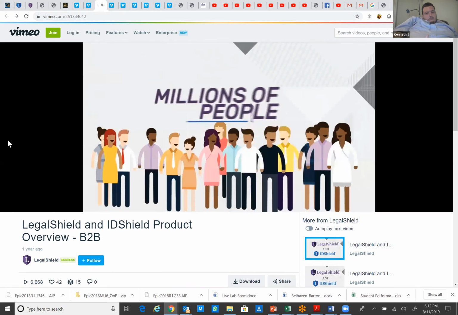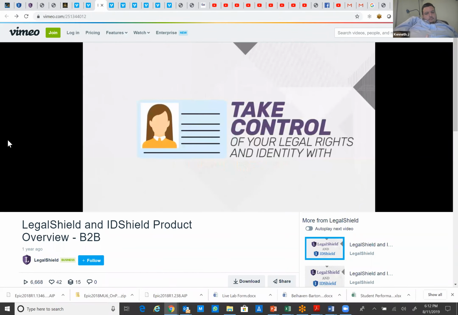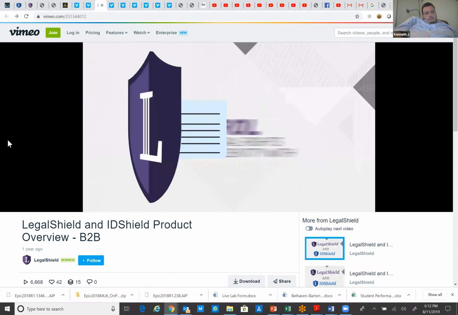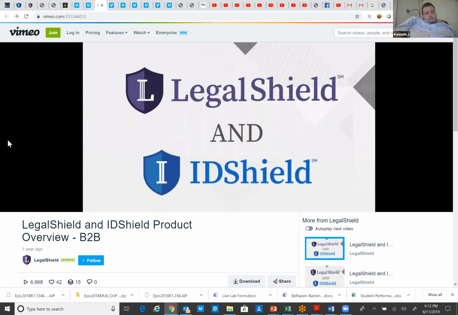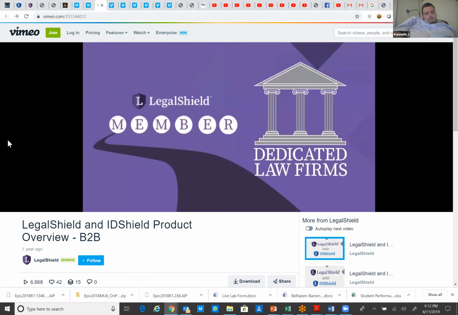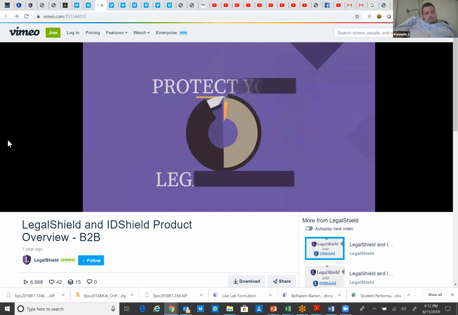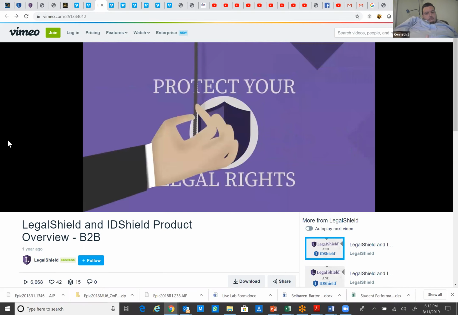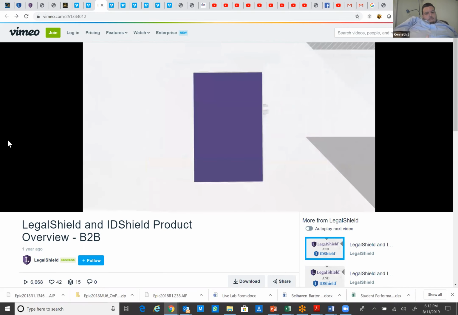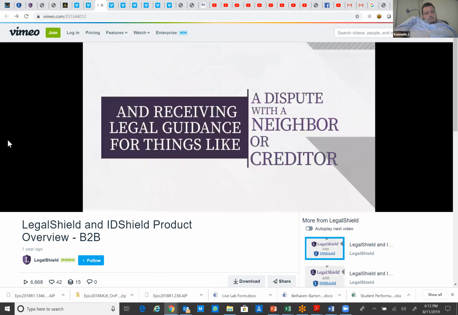Every year, millions of people face legal and identity theft issues. You can take control of your legal rights and identity with Legal Shield and IDShield. As a Legal Shield member, you'll have direct access to a dedicated law firm, so you can take proactive steps to protect your legal rights, such as having your rental agreement reviewed, your will prepared, and receiving legal guidance for things like a dispute with a neighbor or creditor.